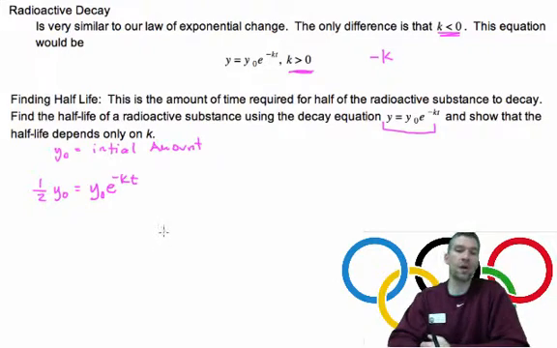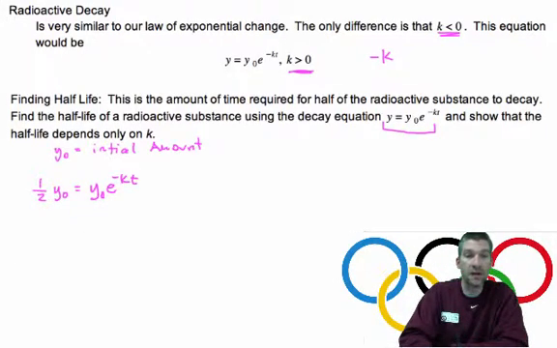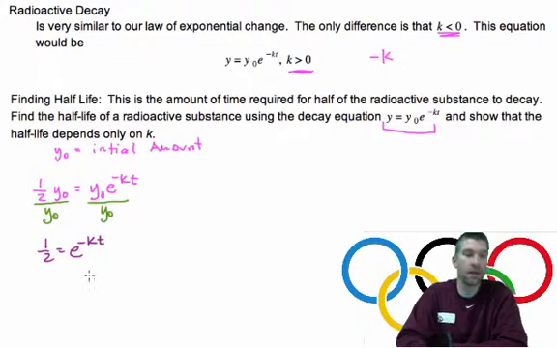And so if I'm going to try and solve this, if you'll notice right off the bat, I can divide both sides by y0. Divide this by y0, divide this by y0. When I do that, what I end up with is 1/2 equals e to the negative kt. Not bad.